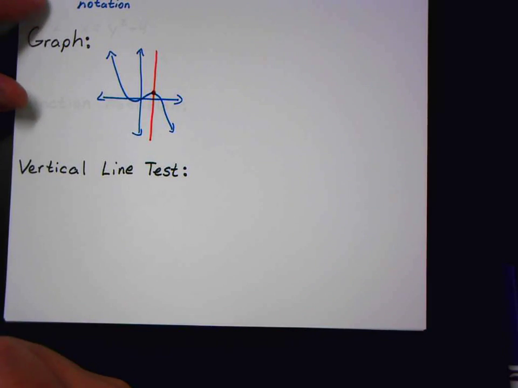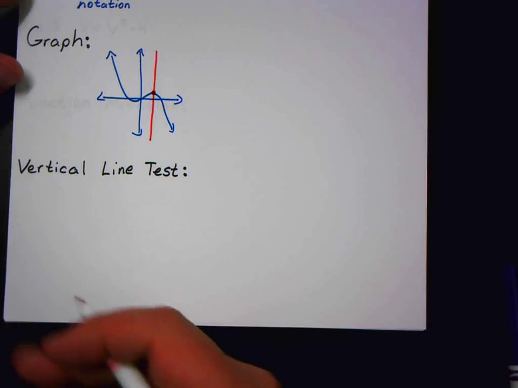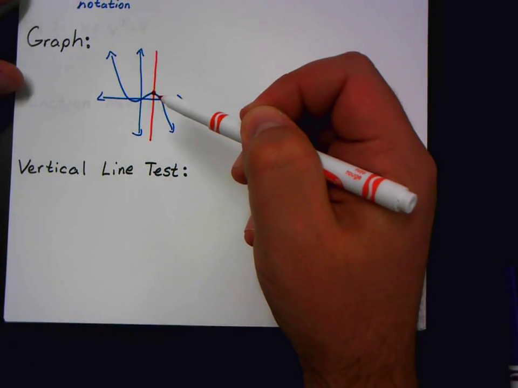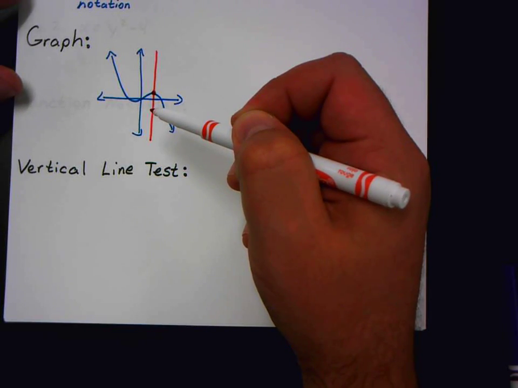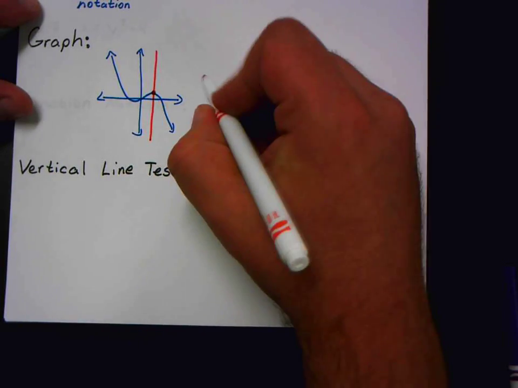Now, being intelligent people, we can look at this and tell that everywhere we draw this line, is this line ever going to cross that graph in more than one place? No. So by the vertical line test, this is a function.